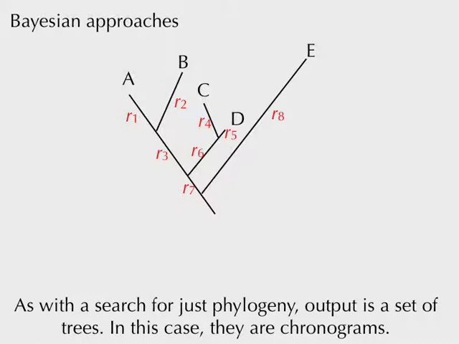Just as in a search for phylogeny, the output is a set of trees, and here it's a set of chronograms. When you get this cloud of trees out of the analysis, for a particular node you can look at the range across the trees, and that gives you a credible interval, which gives you a confidence measure. So you can say you're 95% sure that mammals evolved within 5 million years of a given date, assuming your priors and models are good. Sometimes people try different priors and see if the result depends on the priors.